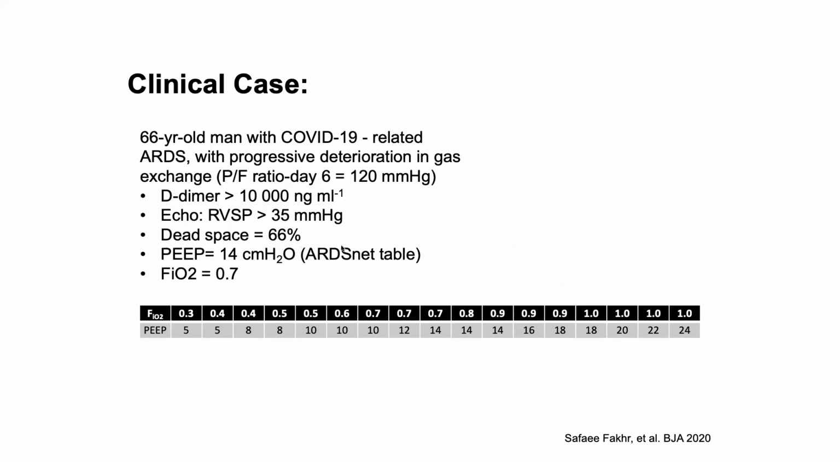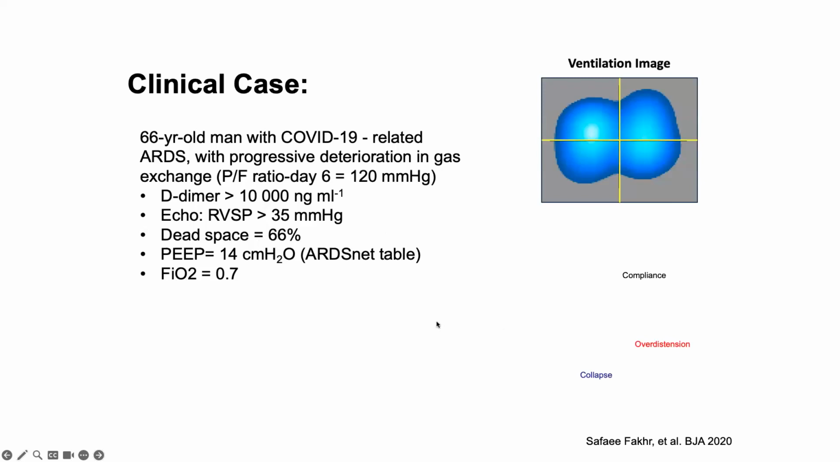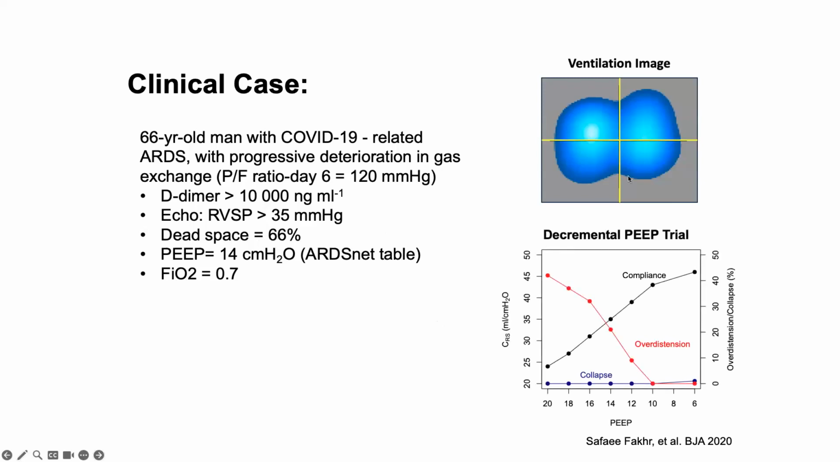At that time, the ventilation was according to the ARDSNet table with a PEEP of 14 and FiO2 of 0.7. Then we used EIT to assess ventilation distribution, and what we found was this imaging suggesting a normal ventilation distribution at a lower level of PEEP, by the way. So suggesting that the poor oxygenation was probably not explained by a huge amount of atelectasis, because as you can see, the dorsal part was fully inflated.